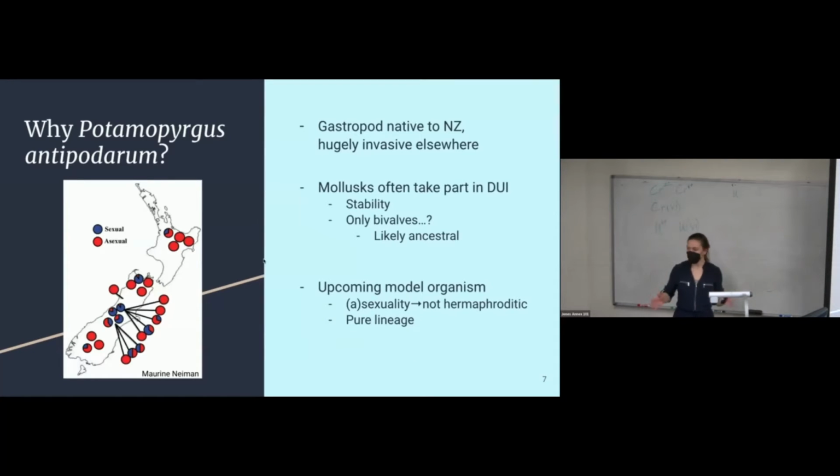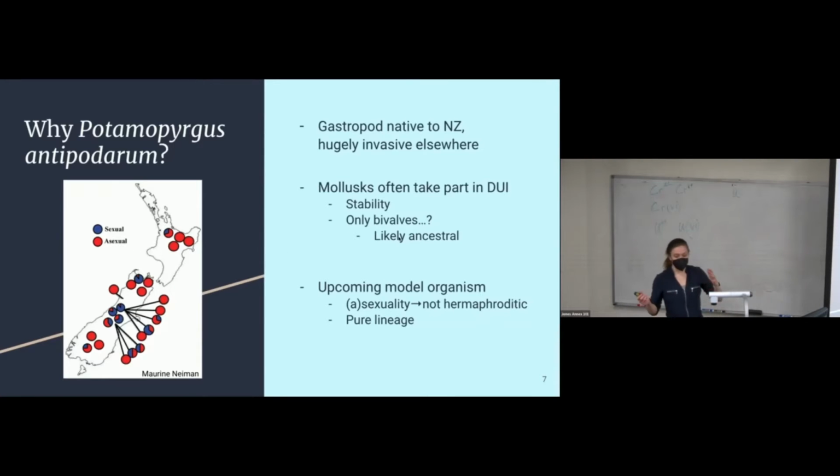So, why Potamopyrgus antipodarum? This is my snail species. It's a gastropod that's native to New Zealand. It's hugely invasive everywhere else across the world. And so, like I said, mollusks often take part in DUI. This is often because of the stability, right? If you're locating them in one place, they don't have to worry about recombining and making that high divergence.